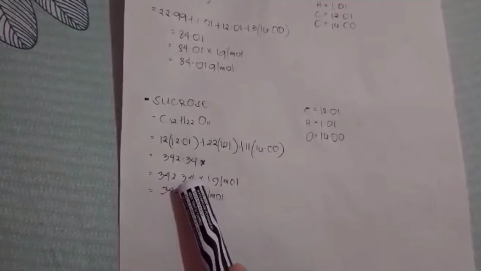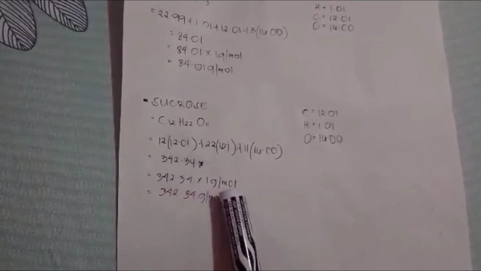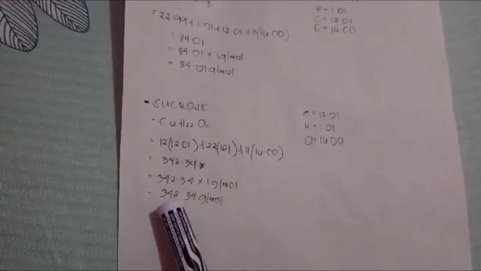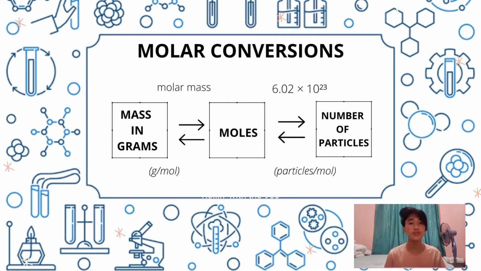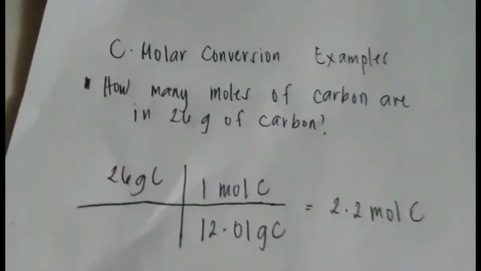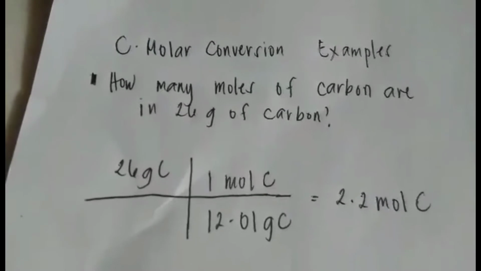342.34 times the molar mass constant of 1 gram per mole equals 342.34 grams per mole. So here are the molar mass conversions: from mass in grams, using molar mass, to moles; from moles, with 6.02 times 10 to the 23, to the number of particles; and from the number of particles back to moles, and moles back to mass in grams using molar mass. Here are some examples of molar conversion.